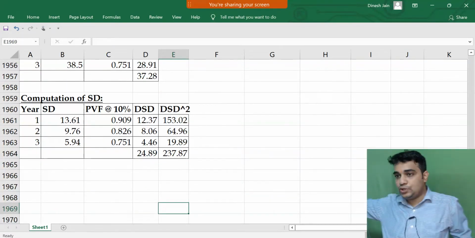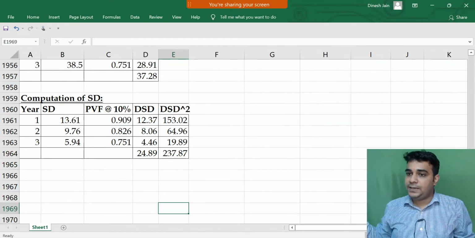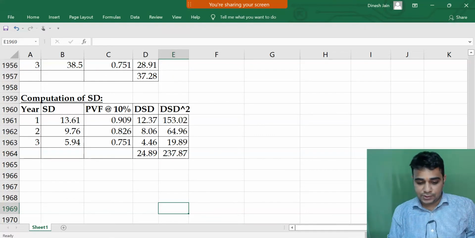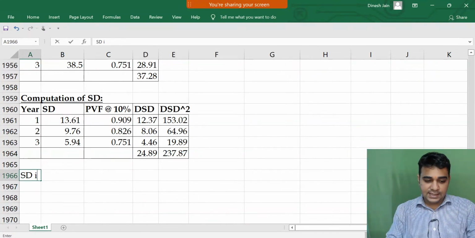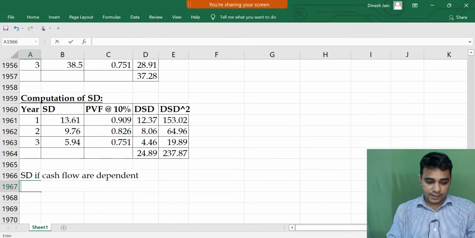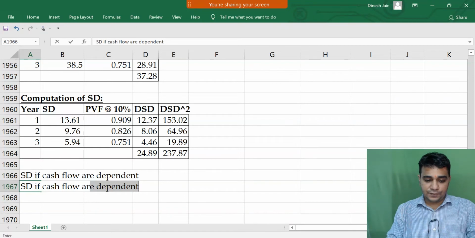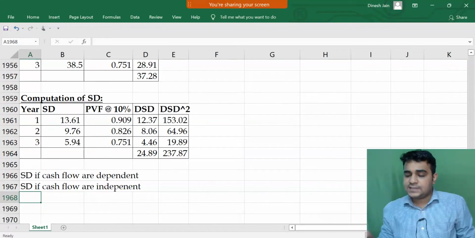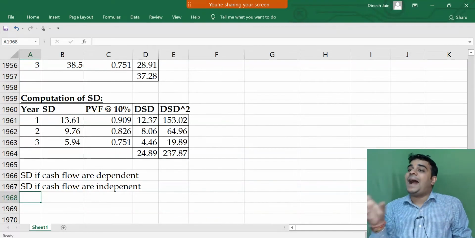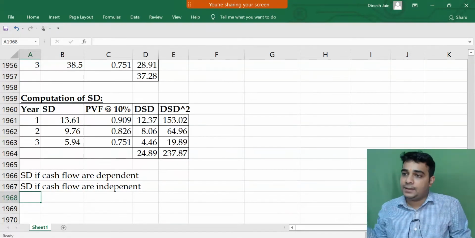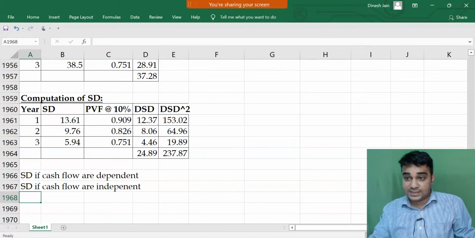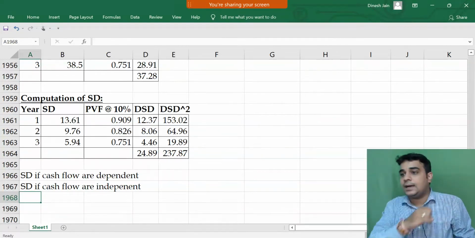See, one is you have the standard deviation, multiply with the PVF, that's called discounted standard deviation. Then there's something called discounted standard deviation square. Now SD if cash flows are dependent, SD if cash flows are independent. There are two types of cash flow. Dependent cash flow is if you get a bad year, you will continue to get a bad year. Dependent means if you start the project and the first year is successful, it will continue to be a successful project. First year is bad, it will continue to be a bad project.